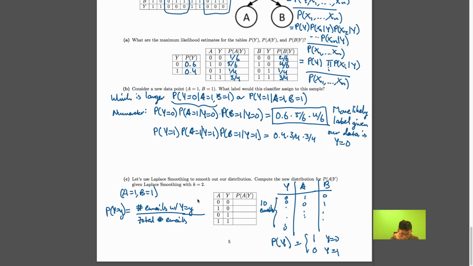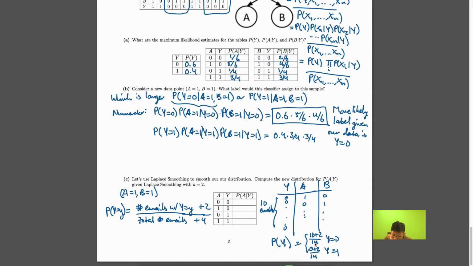Say we do Laplace smoothing with k equals 2 in our case. Basically, we're going to add 2 to the numerator of everything, and add 4 on the bottom, so that the probabilities all sum to 1. In our example where we got 10 emails that were all not spam, instead of 10 over 10 versus 0 over 10, we're going to write 10 plus 2 divided by 14, and 0 plus 2 divided by 14.